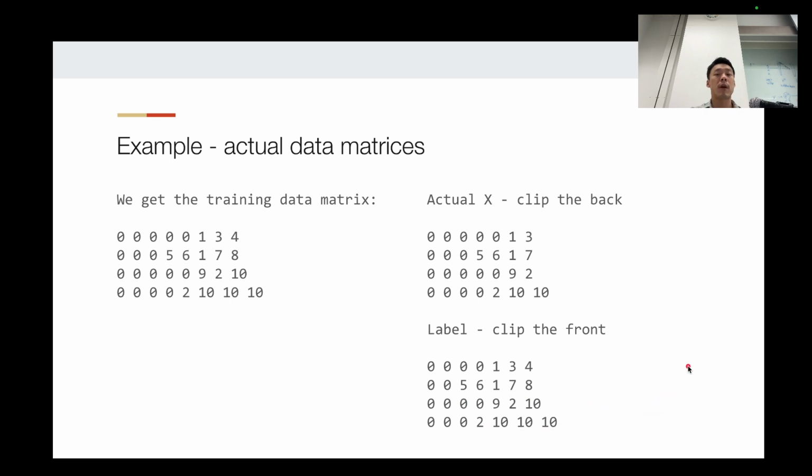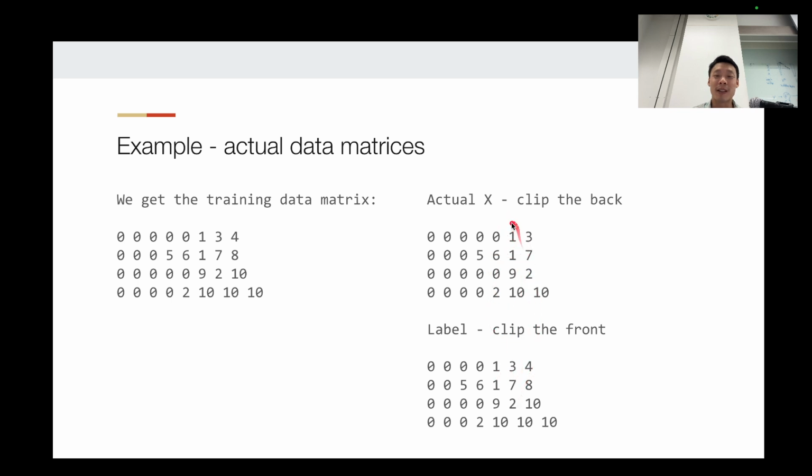And so what you end up doing is you clip the back out, because for the last X you don't have to predict anything anymore. It's already the last thing. So you get the actual X from the data. Okay, so you clip the end out. And to get the label, you clip the front.